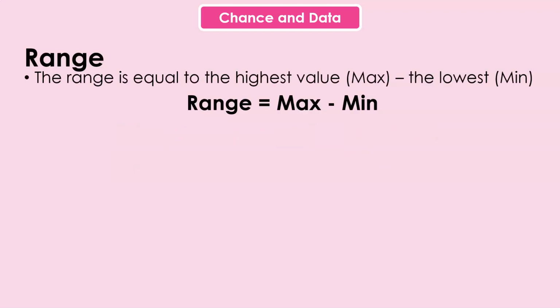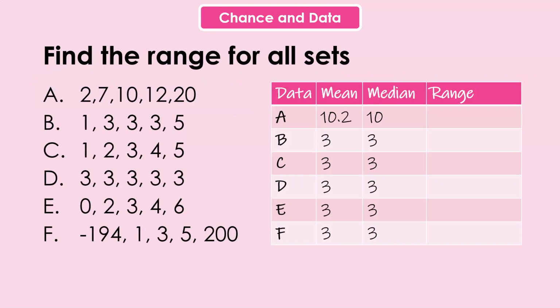So one measure of spread that you should be familiar with is the range. The range is simply the maximum number take away the minimum number. Max and min is just one way of saying the highest value and the lowest value. So simply, if we want to see how the data varies, we can take those values and take them away from each other.